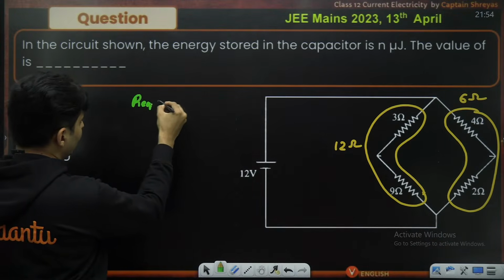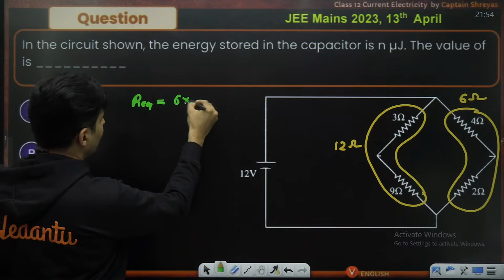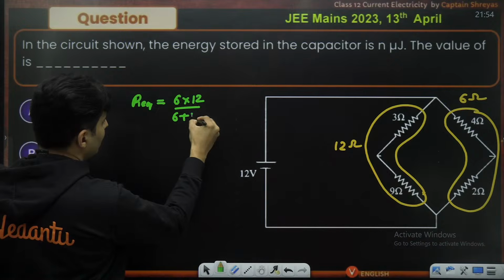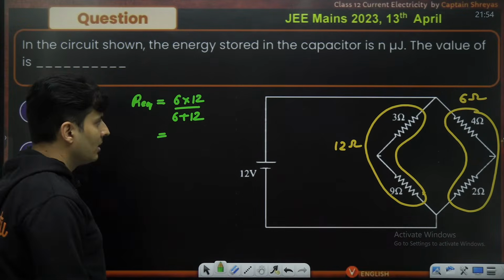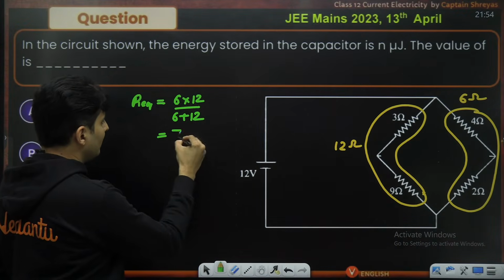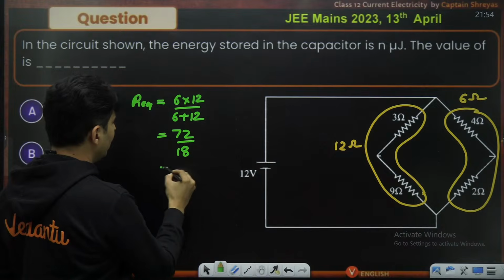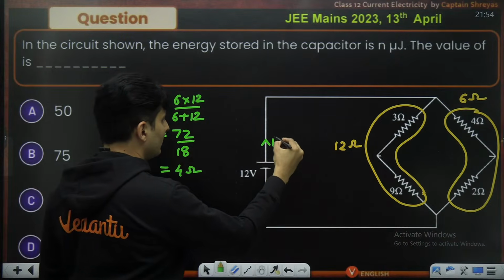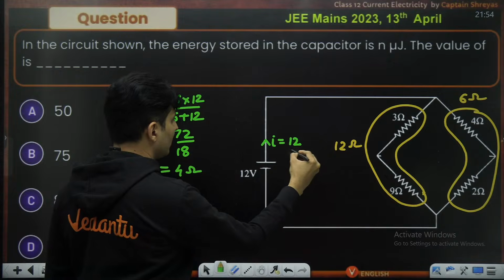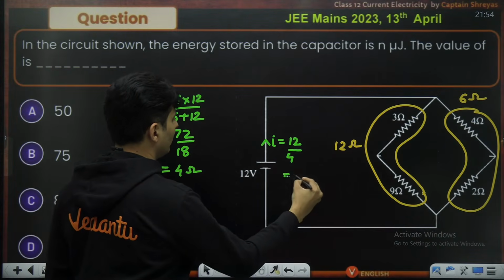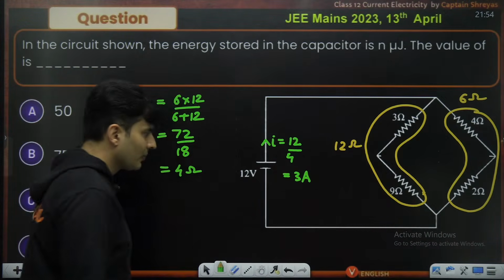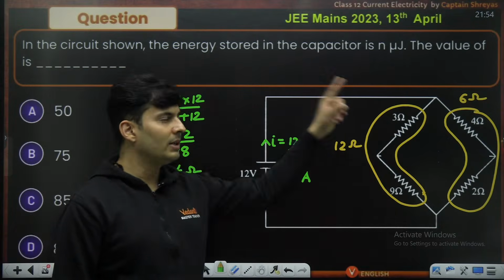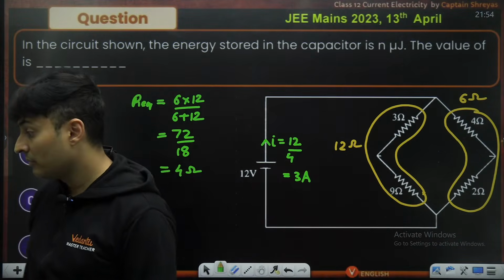So equivalent resistance will be R1 R2 divided by R1 plus R2. Is that right? Okay, everyone. So 72 divided by 18, which is basically 4 ohms. So we can immediately figure out how much this current is. Voltage divided by resistance, so it will be 3 amperes. So 3 amperes is the total current which will go into that circuit.